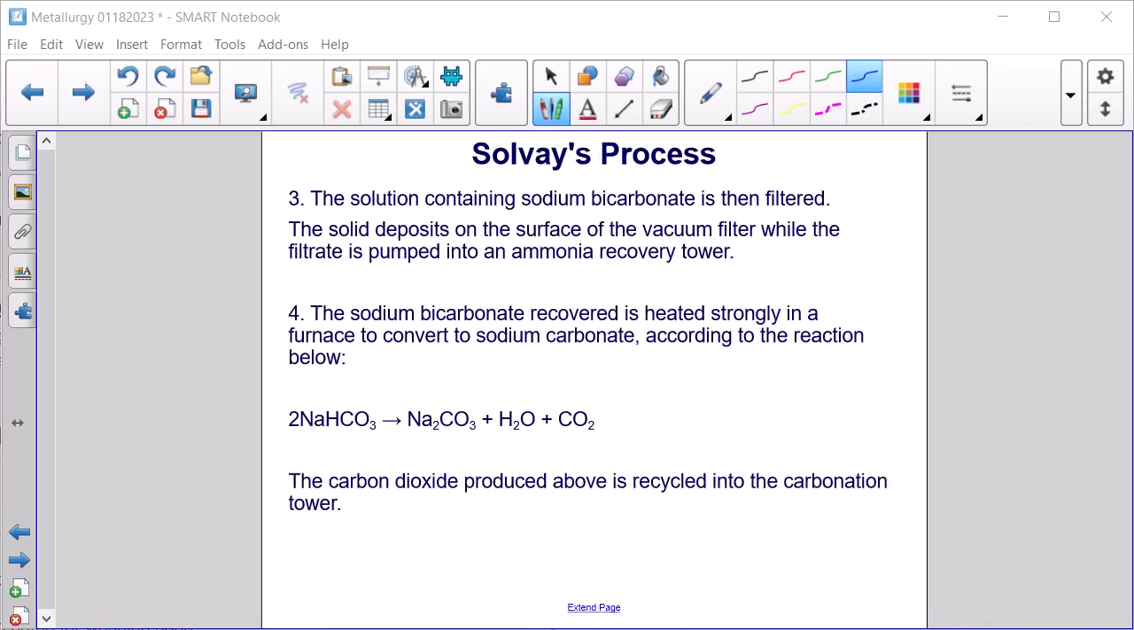Step 3. The solution containing sodium bicarbonate is then filtered. The solid deposits on the surface of the vacuum filter while the filtrate is pumped into an ammonia recovery tower. Step 4. The sodium bicarbonate recovered is heated strongly in a furnace to convert to sodium carbonate according to the reaction below. So we take our sodium bicarbonate, heat it strongly in a furnace to get sodium carbonate, water, and carbon dioxide. The carbon dioxide produced above is recycled into the carbonation tower.